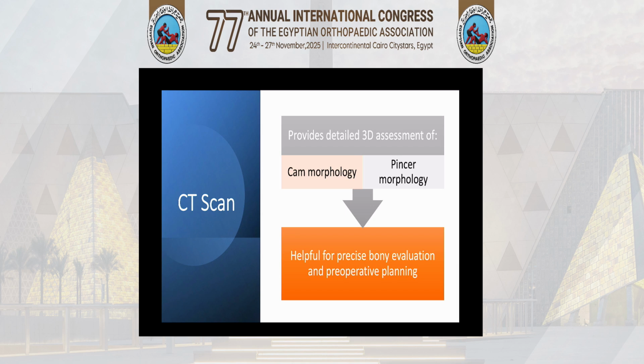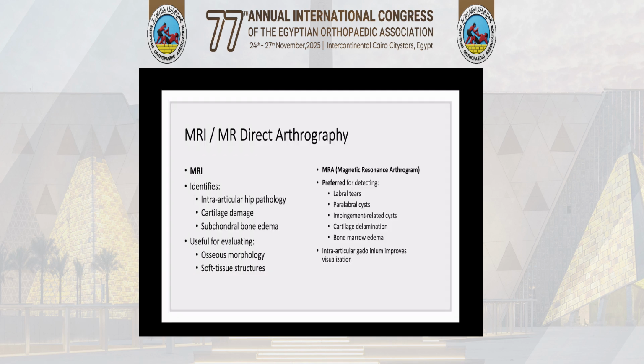CT scan can give us a detailed 3D assessment of the morphology and the site of the cam or pincer lesion, to precisely do preoperative planning and evaluation of the bony lesion. Then the question is whether to do MRI or MR direct arthrography.